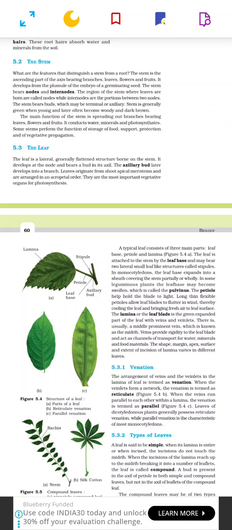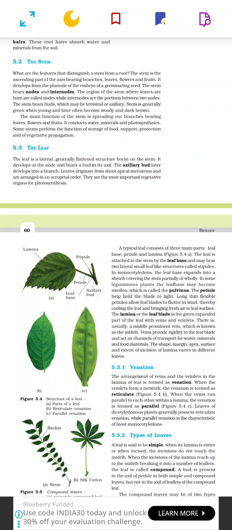The petiole helps hold the blade to light. A long, thin, flexible petiole allows the leaf blade to flutter in wind, thereby cooling the leaf and bringing fresh air to the leaf surface. The lamina or the leaf blade is the green expanded part of the leaf with veins and veinlets. There is usually a midrib, a prominent vein, which is known as the midrib.